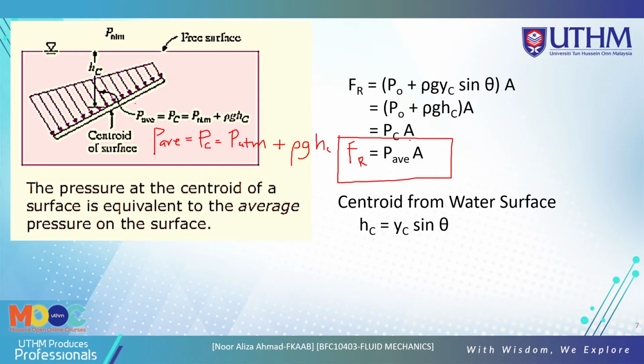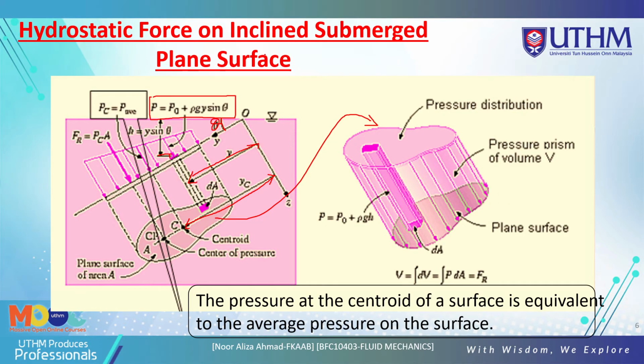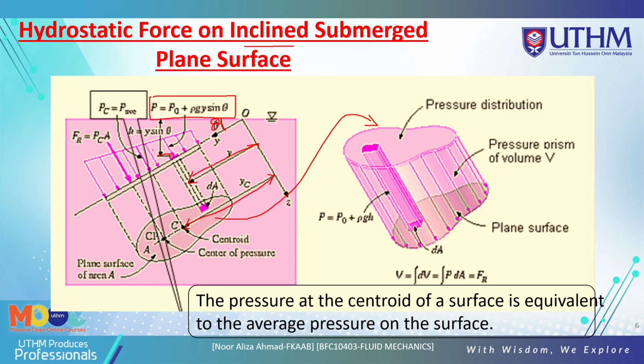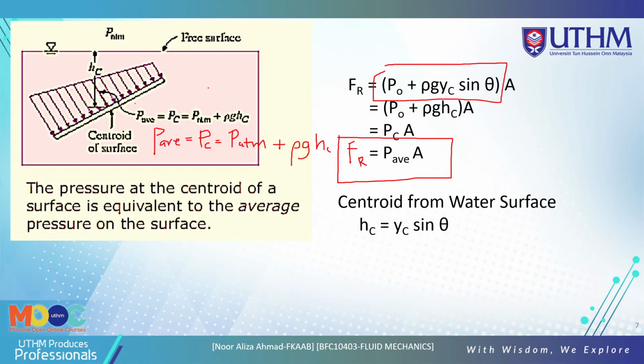We know that the average pressure, or PC, we use this equation because this is for a plane surface that is inclined, only for an inclined submerged plane surface. So we have the sine theta here, for this angle. So for HC, we get YC. HC is equal to YC times sine theta.